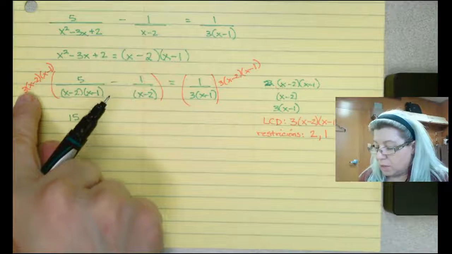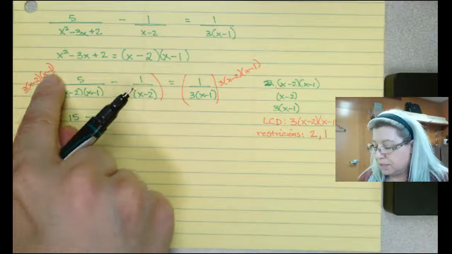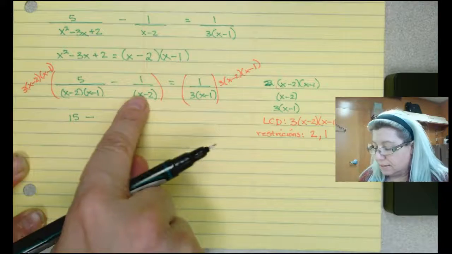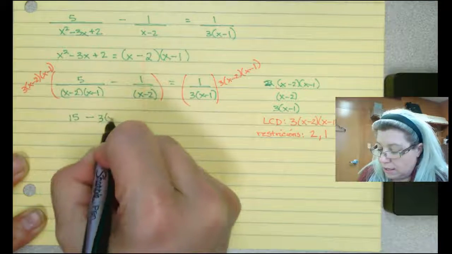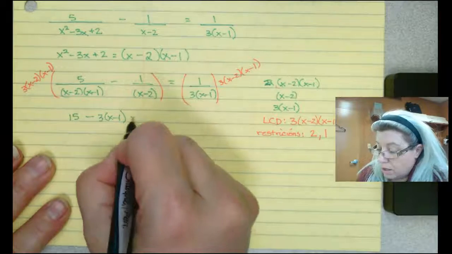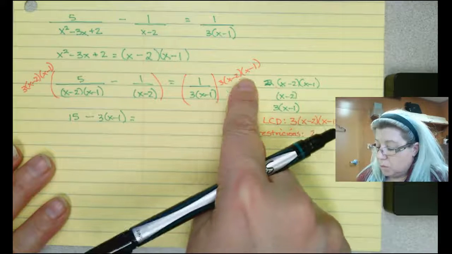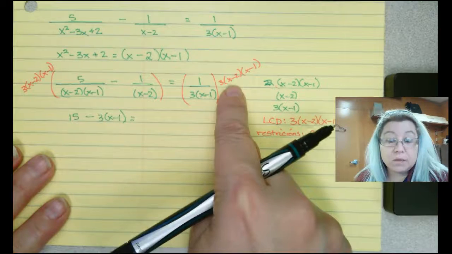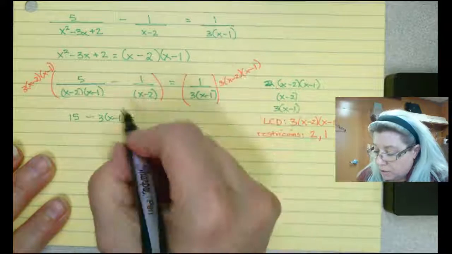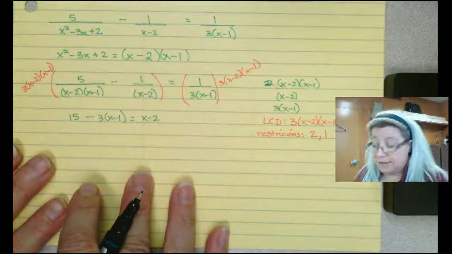Minus 3, x minus 2, x minus 1 times 1 is just 3, x minus 2, x minus 1, but it's all over x minus 2. So the x minus 2 will cancel out, leaving me 3, x minus 1. 1 times 3, x minus 2, x minus 1 is 3, x minus 2, x minus 1, but all over 3, x minus 1 only leaves the x minus 2. Now I'm going to solve for x.